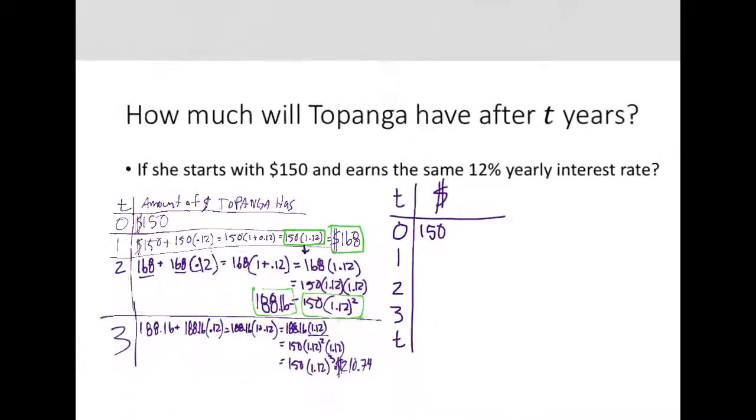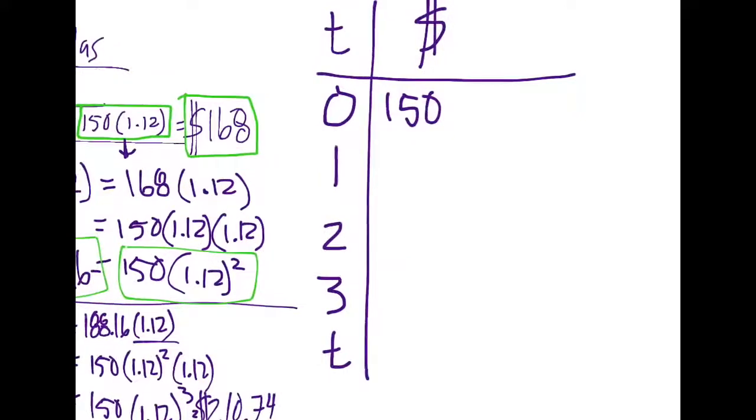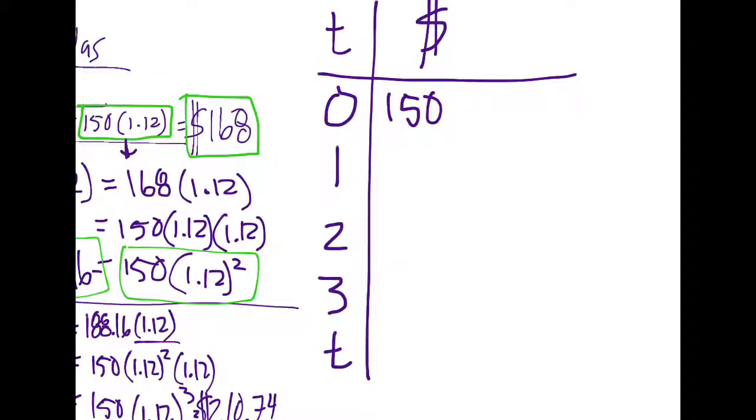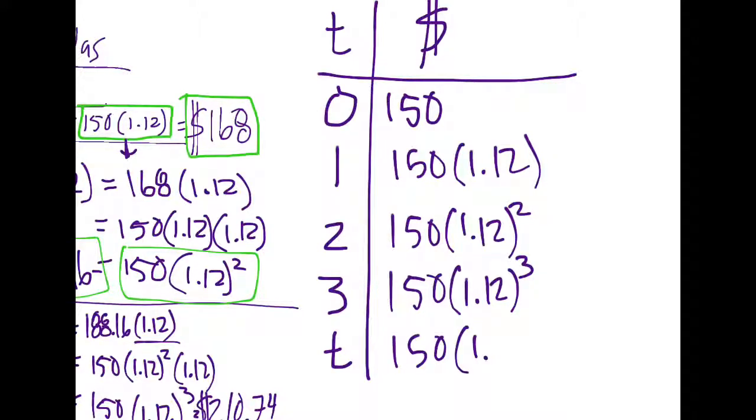So now then, what if we want to know how much money she'll have after an arbitrary number of years, aka how do we write an equation to model this? Remember, we started with 150, and then after the first year, we ended up with that original 150 times 1.12, which was some number. And then in our second year, we ended up with 150 times 1.12 squared. And then the third year, 150 times 1.12 cubed. And so in the t-th year, we're going to have 150 times 1.12 to the power of t.